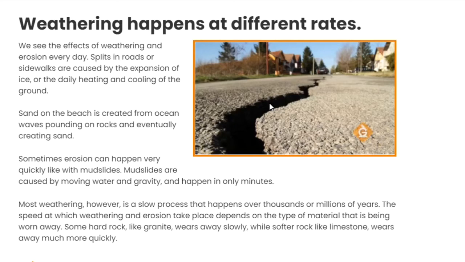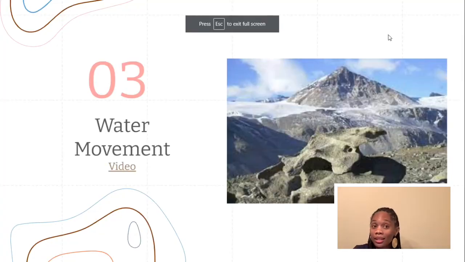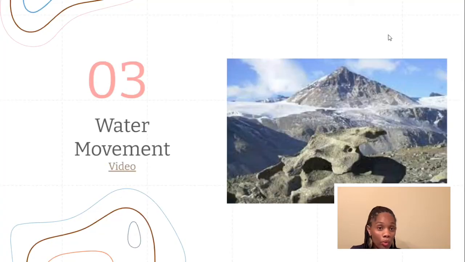Most weathering, however, is a slow process that happens over thousands or millions of years. The speed at which weathering and erosion take place depends on the type of material that is being worn away. Some hard rock, like granite, wears away slowly, while softer rock, like limestone, wears away much more quickly. Now that we learned a little bit more about weathering, erosion, and deposition, we are going to learn how these natural processes can affect water movement. Let's watch this quick video.